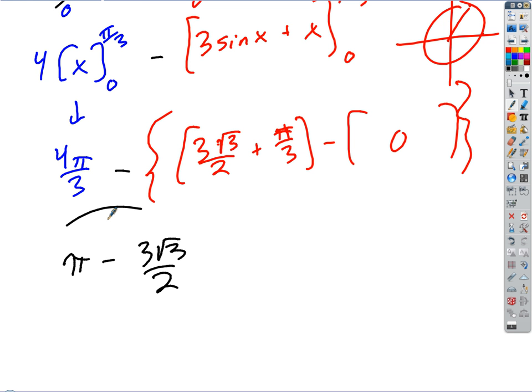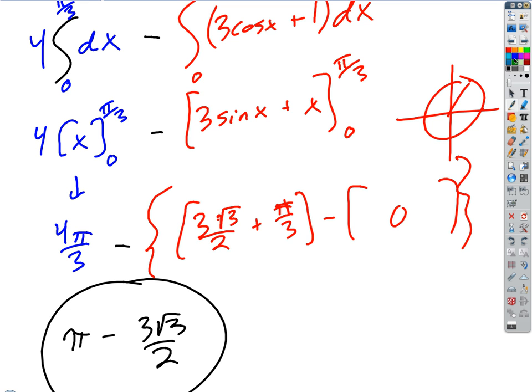Does that make sense? Where does the 0 come from? 0 comes from when we plug 0 in to both parts of that, they both go to 0. So if we call this thing right here capital F for the antiderivative, this is F of pi thirds minus F of 0. Any other questions on this one?